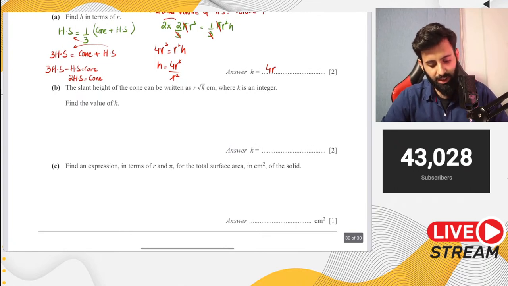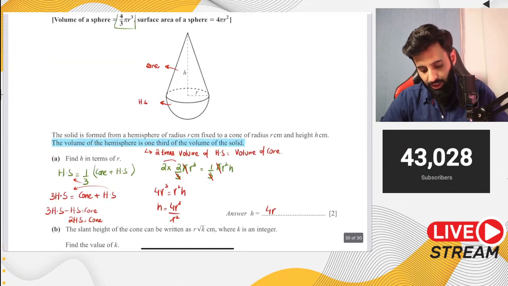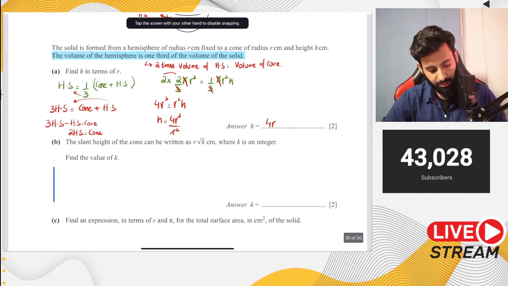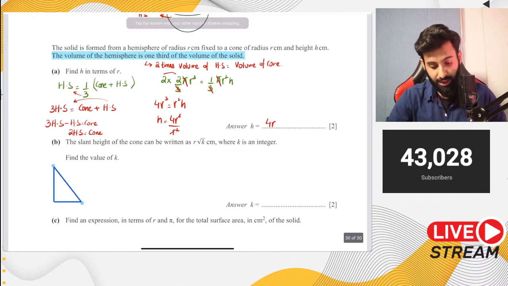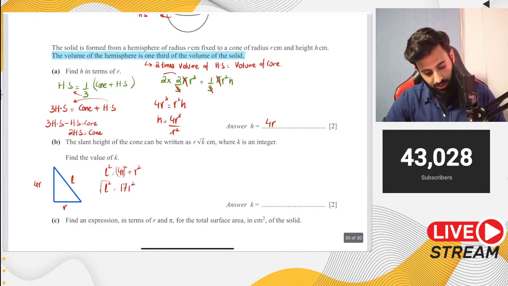The question says, the slant height of the cone can be written as r under root k, where k is an integer. So, the slant height, L, can be written as r under root k. Why is that? That's because we have the height in terms of r. So, this is r, this is 4r, and this is the slant height. So, L squared equals (4r) whole squared plus r squared, so that means L squared equals 17r squared. And now if you take the square root on both sides, L equals root 17r squared. Now r squared is something you can take the square root of, so the square root of r squared is r, and the 17 remains intact.